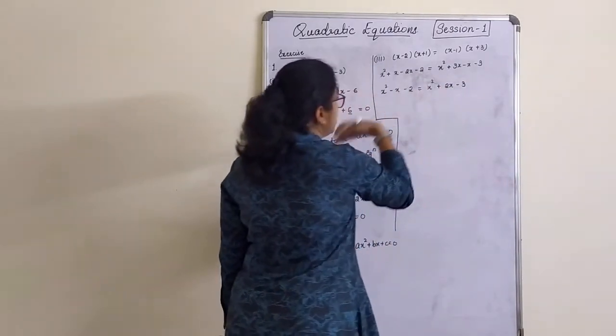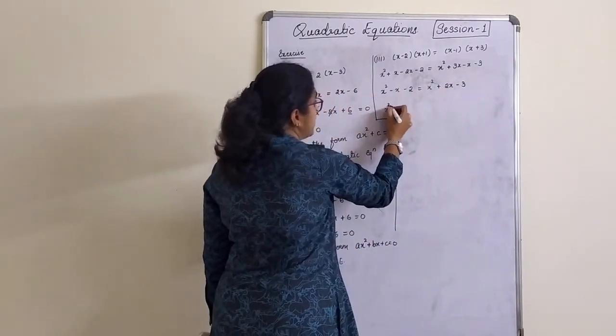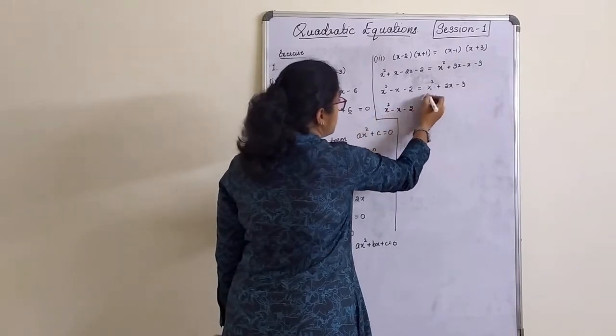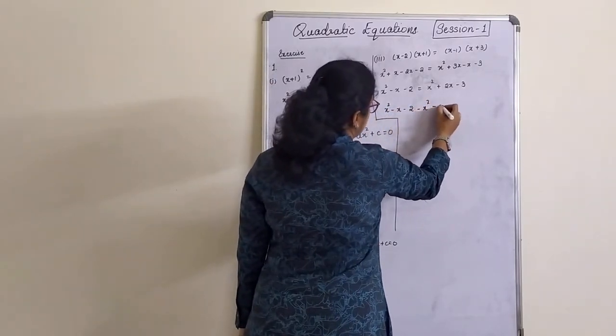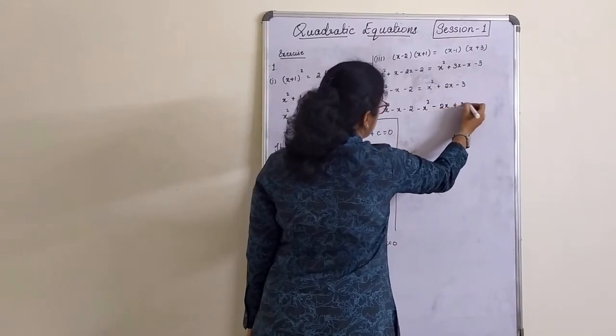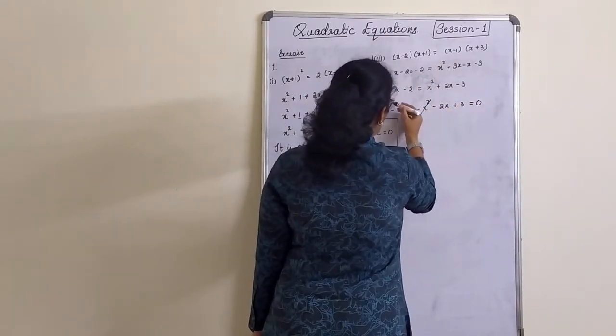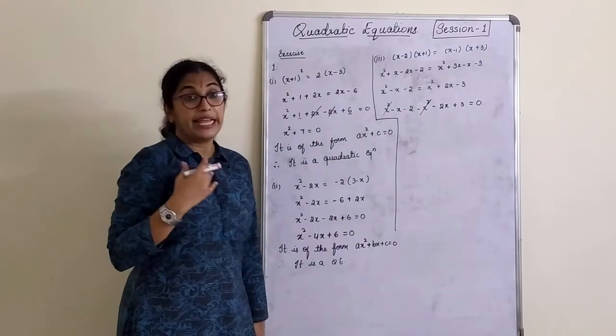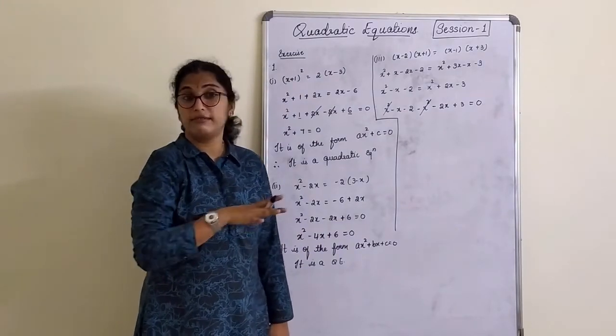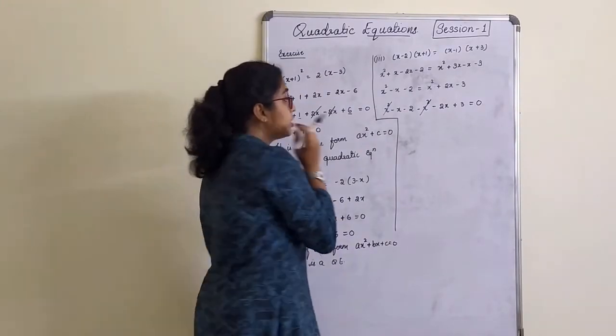minus 3. If I transpose everything this side, x square minus x minus 2 minus x square minus 2x plus 3 is equal to 0. x square and x square cancel. When the x square term is not there, that means it is not a quadratic equation.